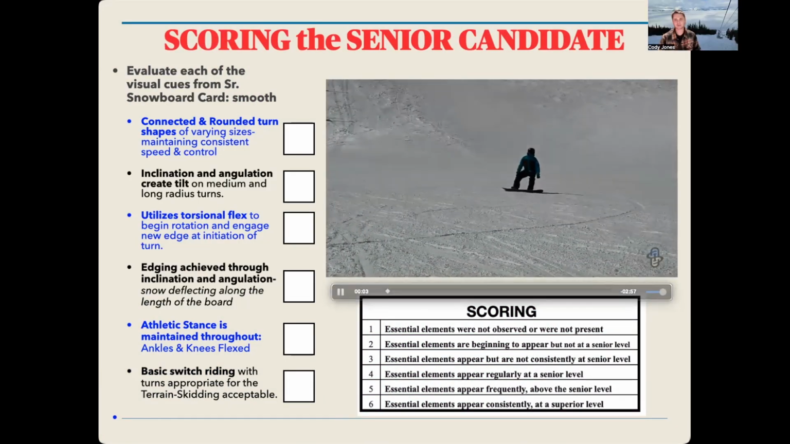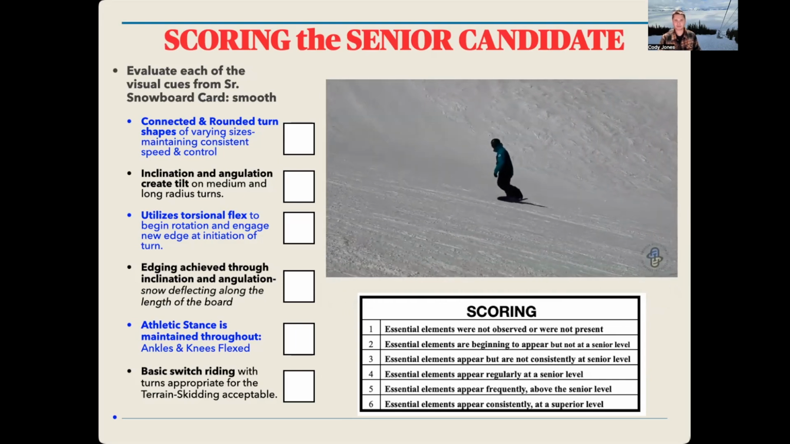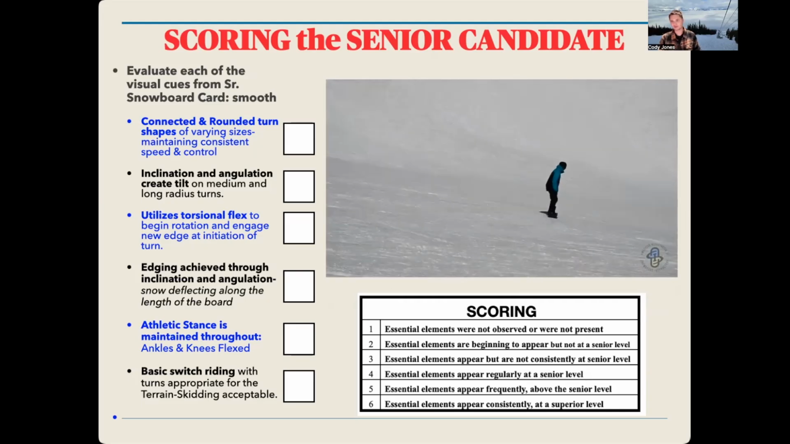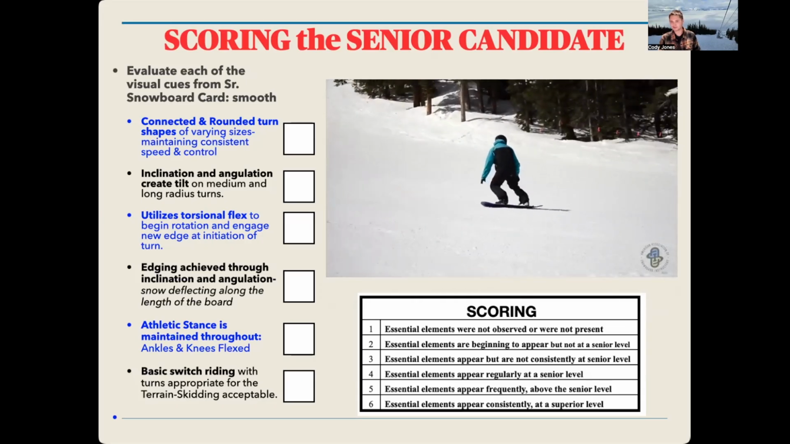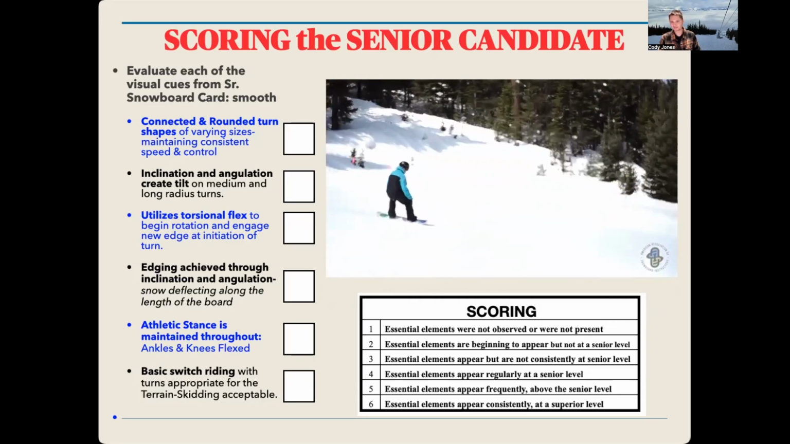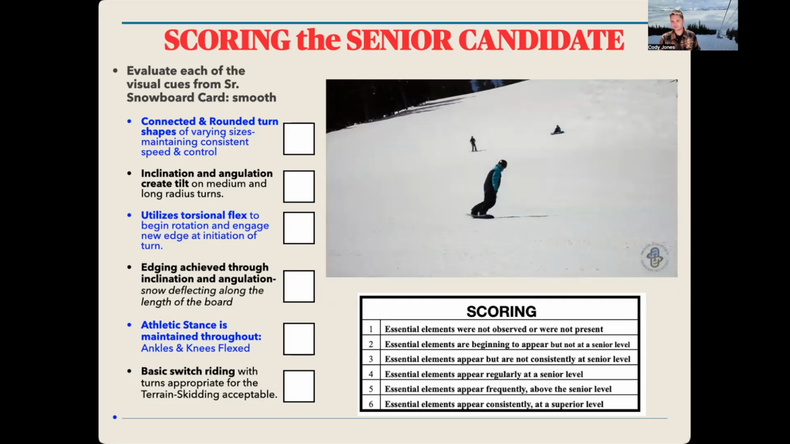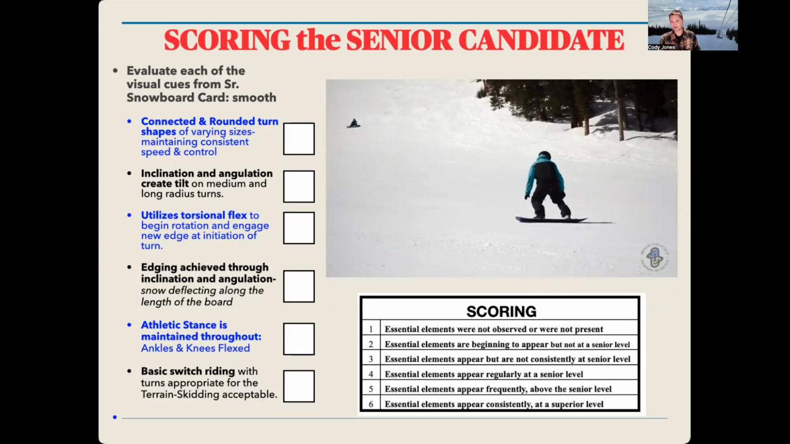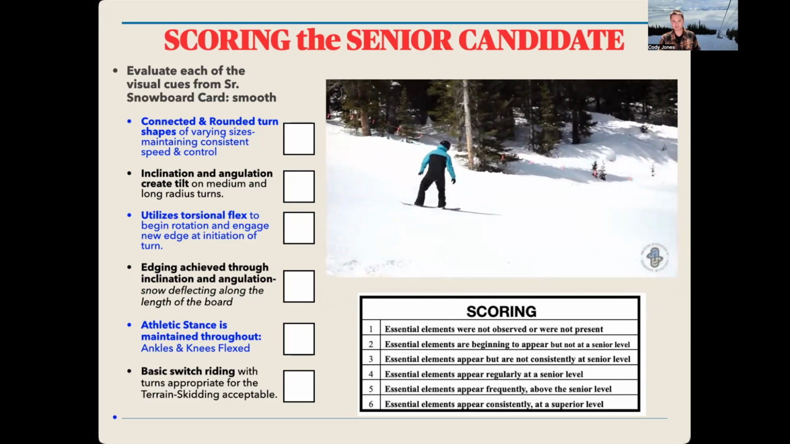Okay, so now let's get into the scoring of this run. Looking at the first point, we have connected rounded turn shapes, varying sizes, maintaining consistent speed and control. Looking at the turn shape, very even, smooth turns. Looking at the trail left in the snow, you can see he's got really nice crescent shapes. That pivot is gradually happening into the apex of the turn and then coming back around into the next turn. I think that is probably a 5 on the scorecard.